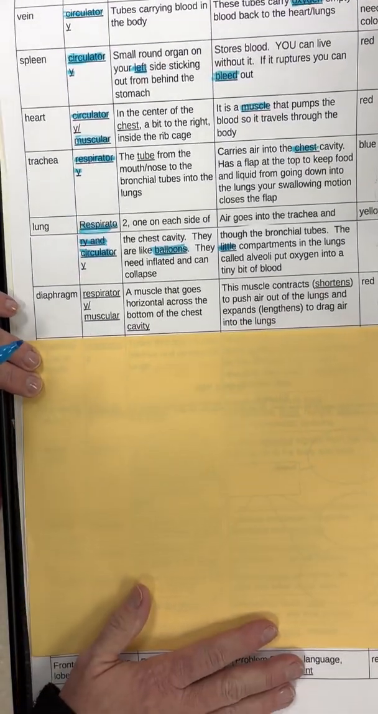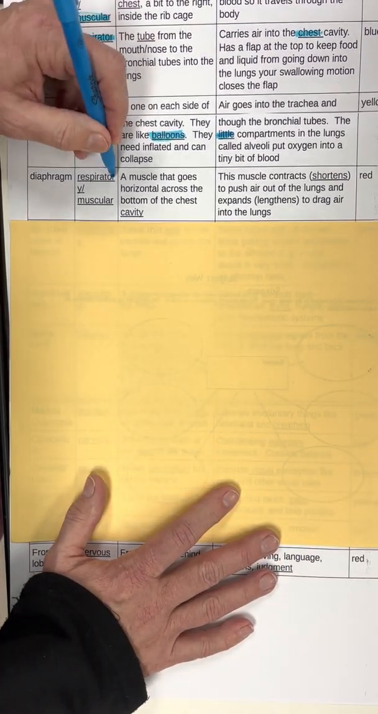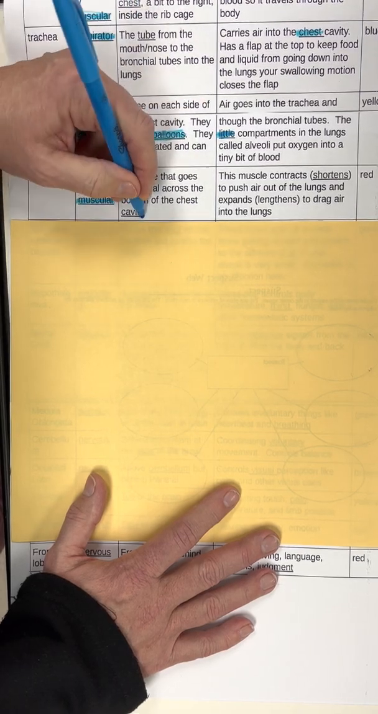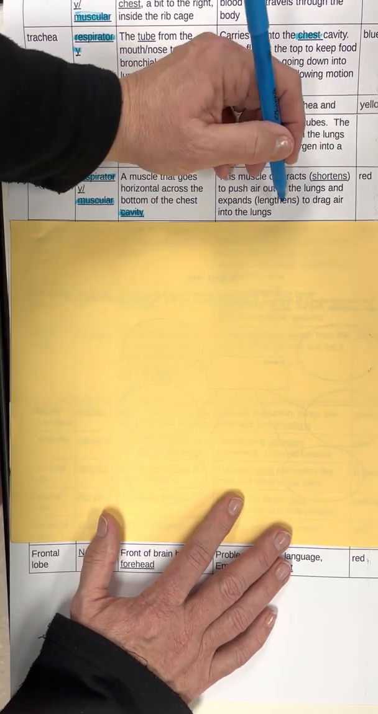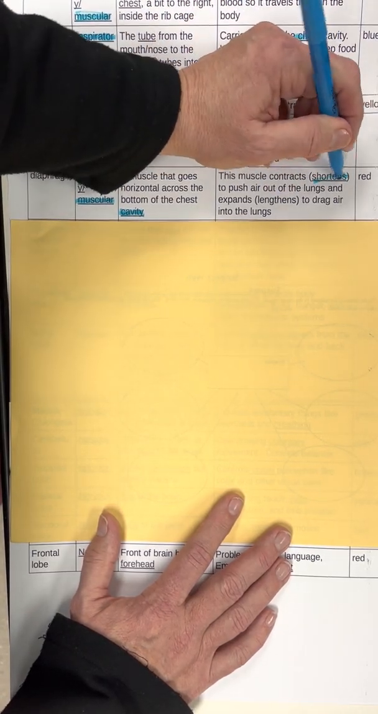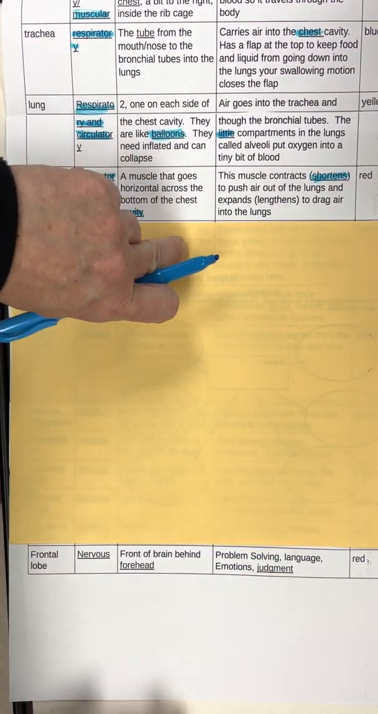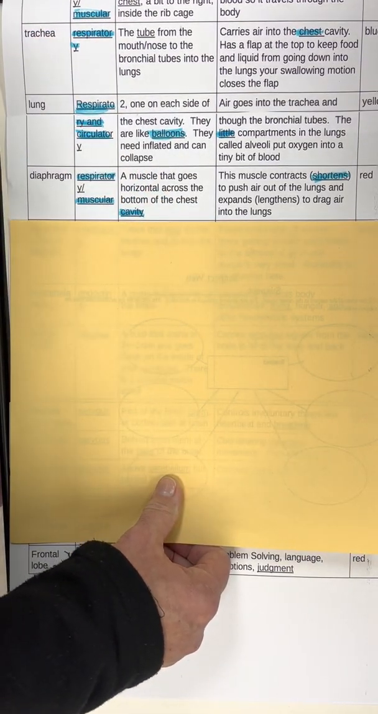The diaphragm. Make sure I'm still on the camera here. The diaphragm, respiratory and muscular. It's a muscle that goes horizontally across the bottom of the chest cavity. This muscle contracts, or shortens, to push air out of the lungs and expands, or lengthens, to drag air into the lungs. So if your diaphragm is paralyzed, you would not be able to breathe because you wouldn't have anything to drag air in or push air out.